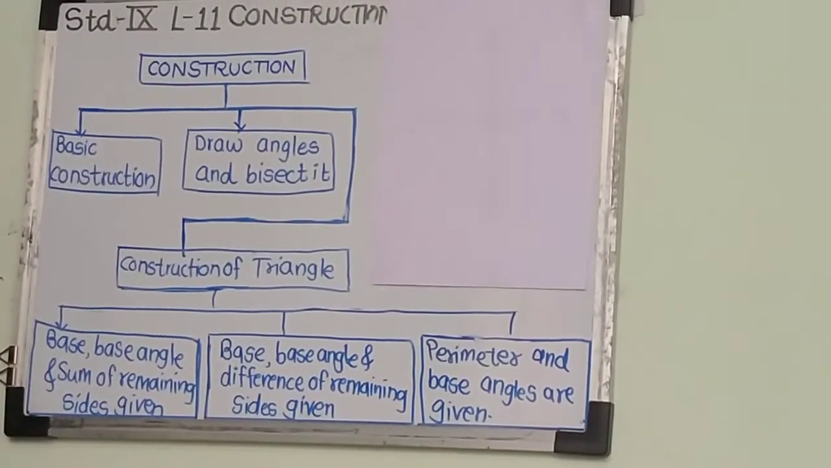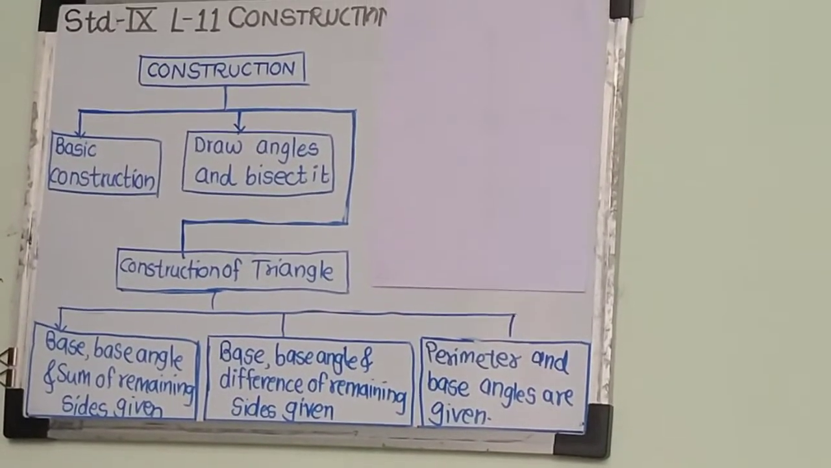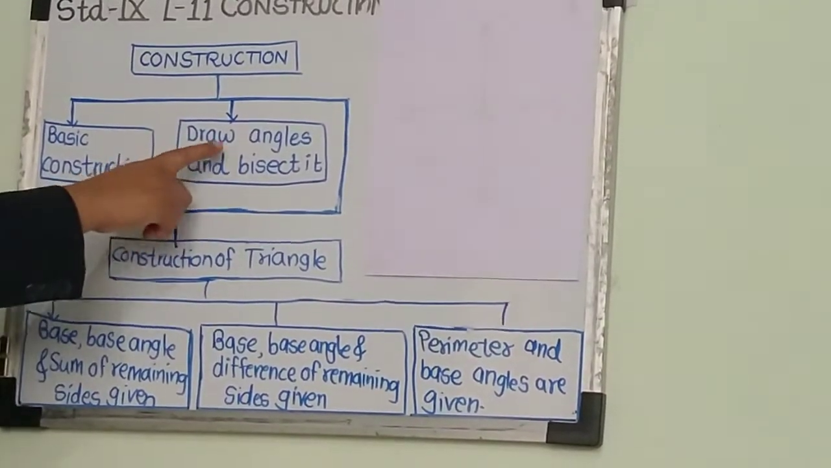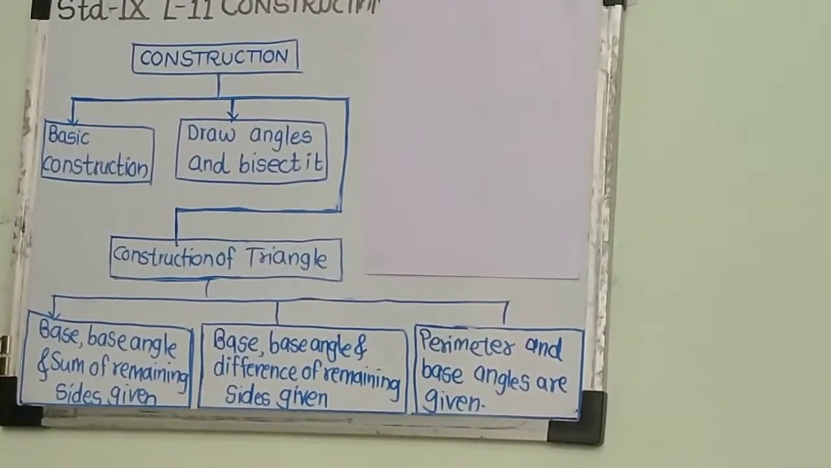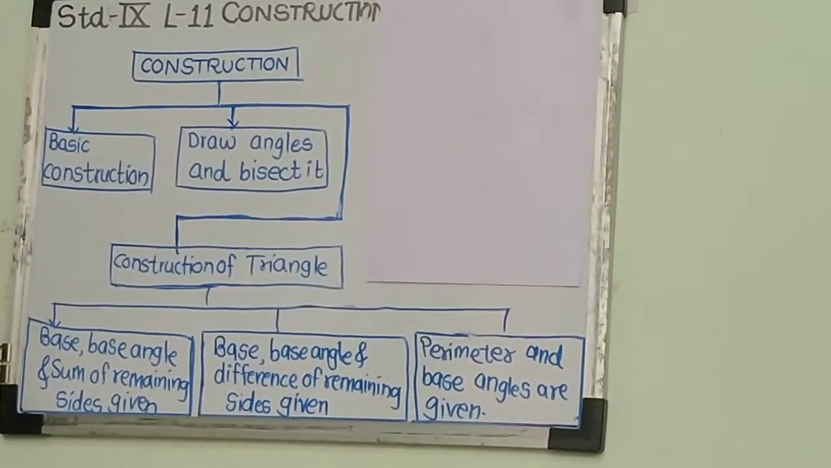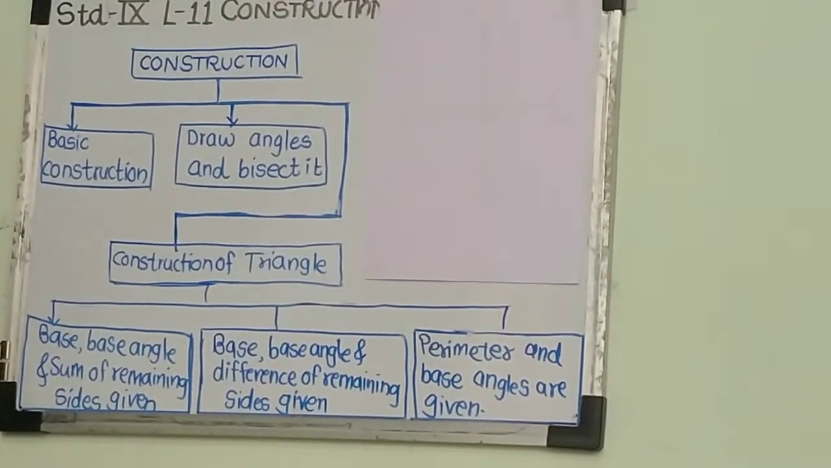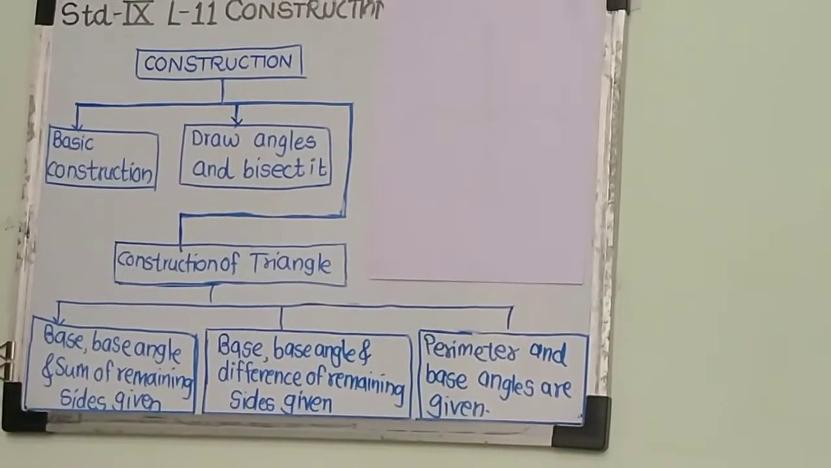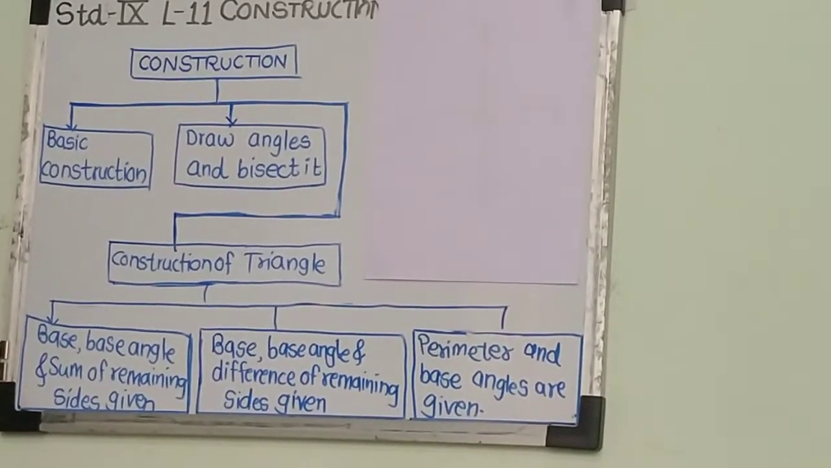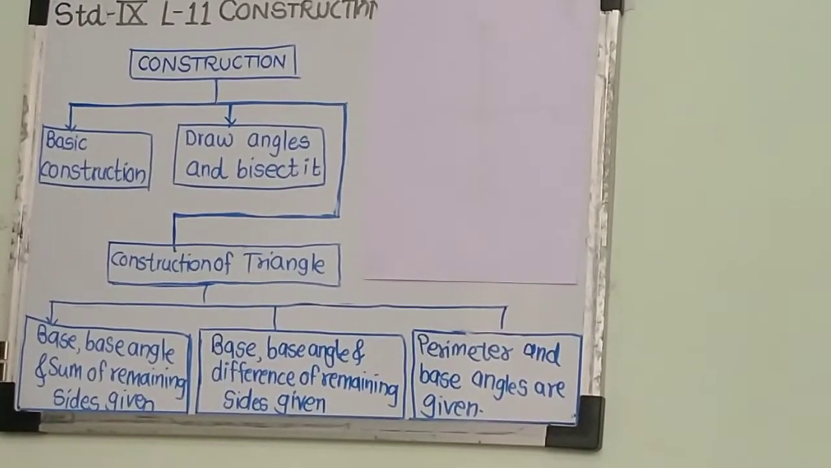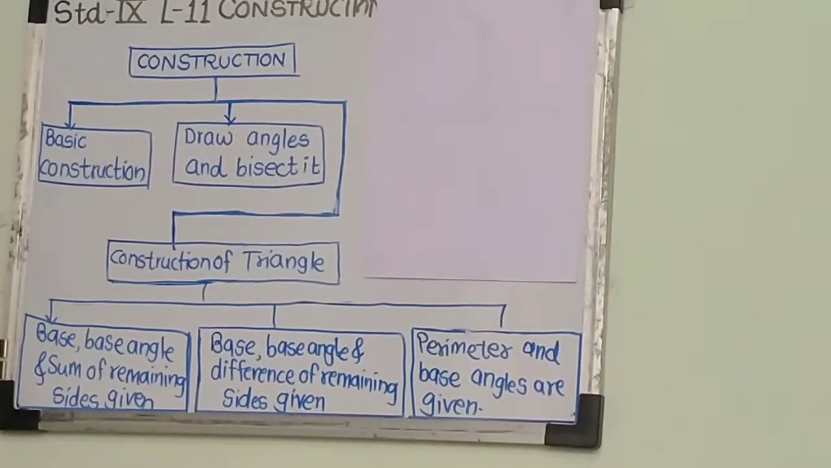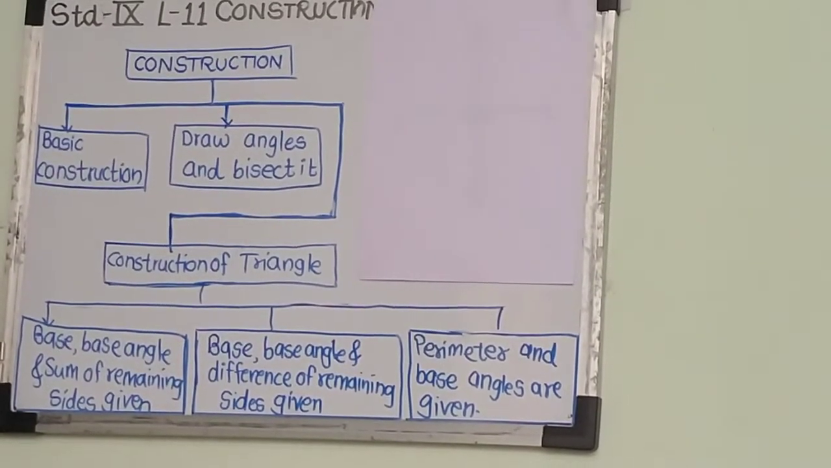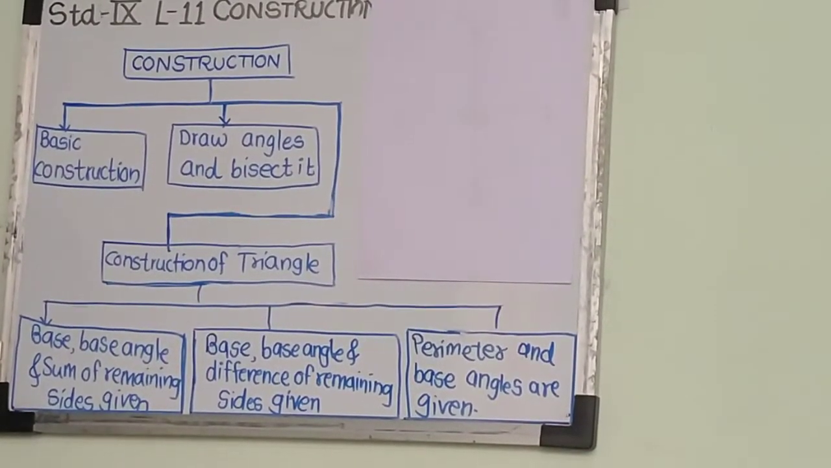First, give the lesson name, that is lesson number 11, construction. Then draw first basic construction. Then draw angles and bisect them. Third, construction of triangles. Within that again three cases. First, base, angle and sum of the remaining sides are given. Second, base, angle and difference of the remaining sides are given. And third, the perimeter and the base angles are given. So we are going to start from our basic construction.